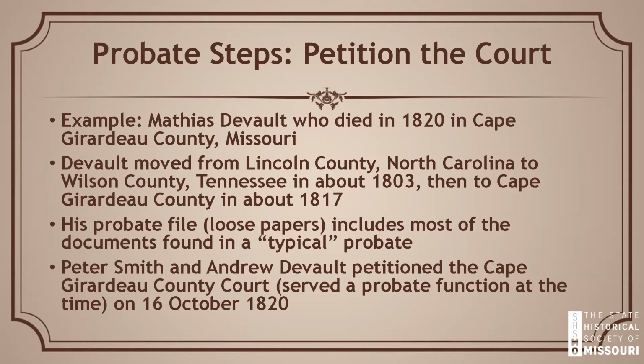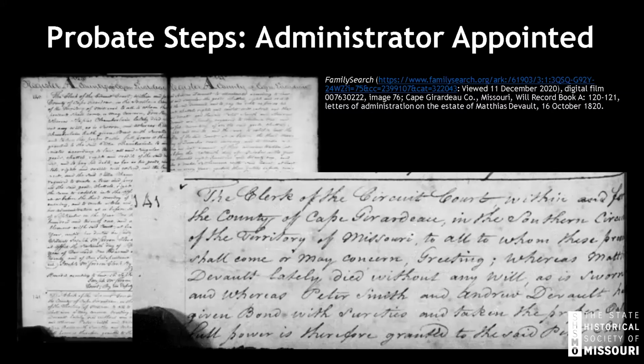And Peter Smith and Andrew DeVault petitioned the Cape Girardeau County Court, which served the probate function at the time in 1820. It was Missouri territory, not the state of Missouri yet. And so on the 16th of October, 1820, sometime just before that, Matthias DeVault passed away. So the first step is you're going to the court and saying, the person's dead.